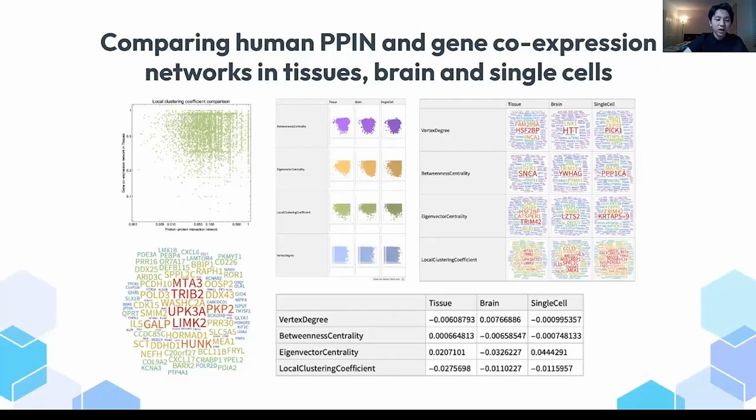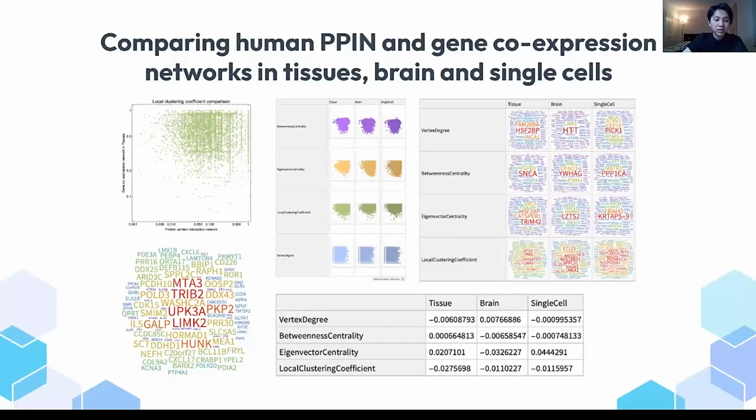So we can see in the top left and bottom left corner 2 graphs that demonstrate specific examples for certain pairings of centrality measure and gene co-expression network. The graph on the top left demonstrates the correlation between centrality in the protein-protein interaction network and centrality in the tissue gene co-expression network for all common proteins. The bottom left word cloud gives the genes that have high centrality measures in both the PPIN and the tissue gene co-expression network.